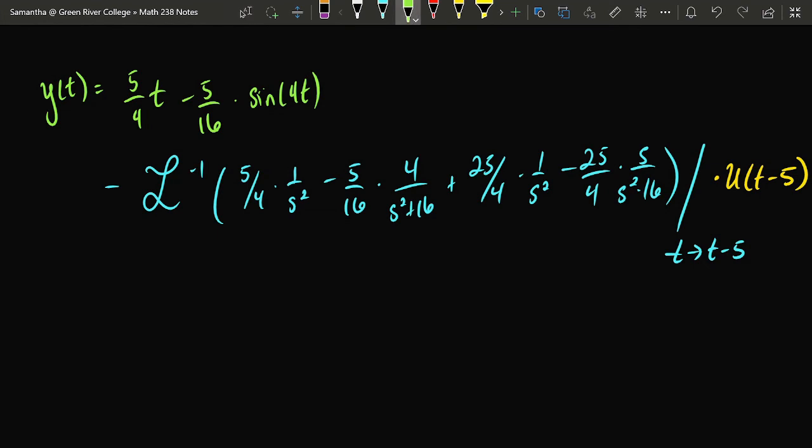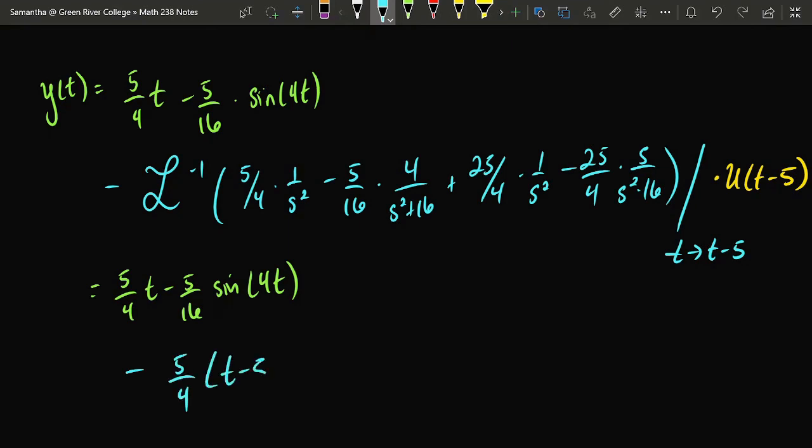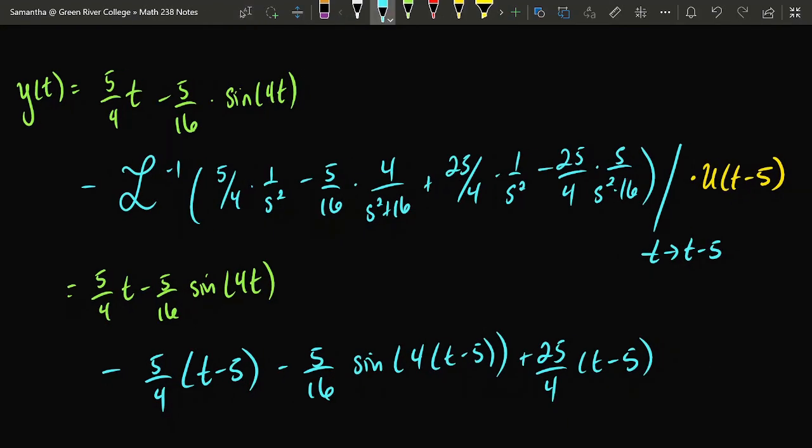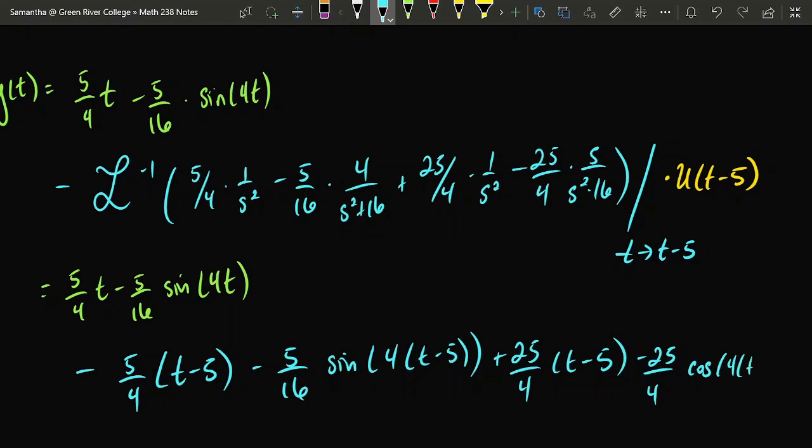So after executing that step, we get 5 over 4t minus 5 over 16 sine of 4t. We get 5 over 4, not t, but t minus 5. We get negative 5 over 16, not sine of 4t, but sine of 4 times t minus 5. 25 over 4, not times t, but times t minus 5. And not cosine of 4t, but cosine of 4 times t minus 5. All of that multiplied by the unit step function.